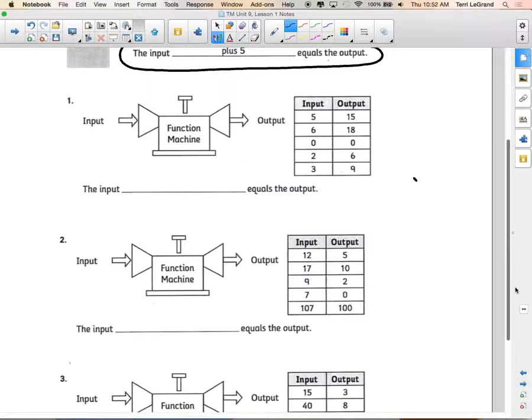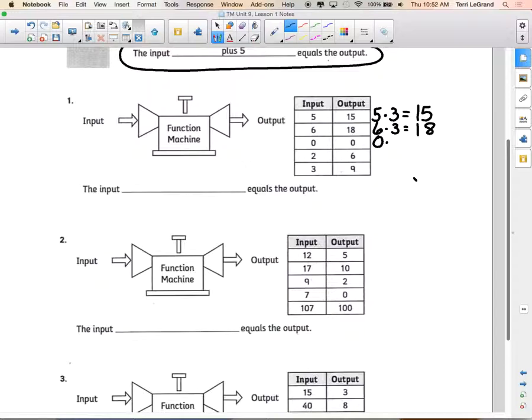Okay, Wade is all excited to tell us what's going on in number 1. What's going on, Wade? He thinks we're multiplying by 3. Well, before we take his word for it, we're going to check it out. Everybody's going to do this. He says take 5 times 3 and you should get the output. Input 5 times 3 gives you output 15. 6 times 3, what is that, class? 18. It is 18, and that's what the output is.